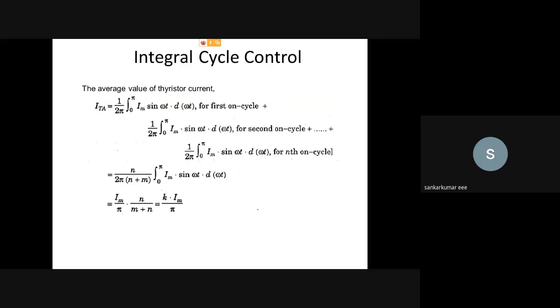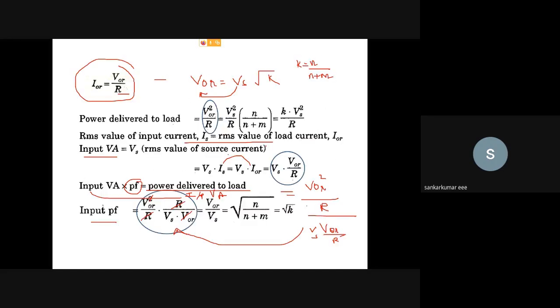Then finally we can derive the average value of the resistor current. So here we have to substitute in terms of current. We are deriving the current that is flowing in each thyristor or any of the thyristors. So you can see this expression, you can see the waveform.